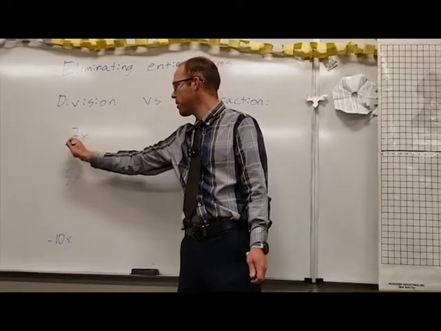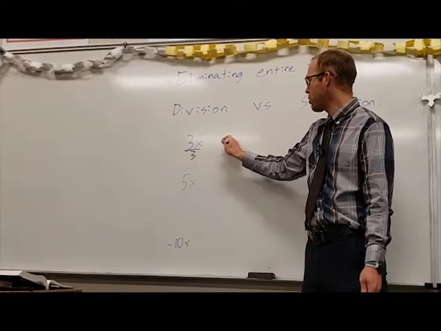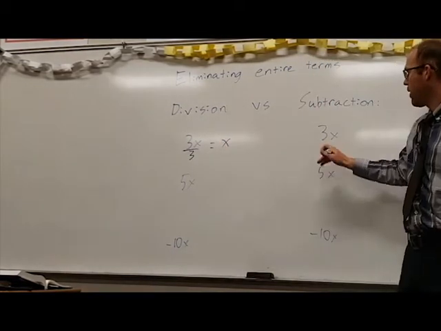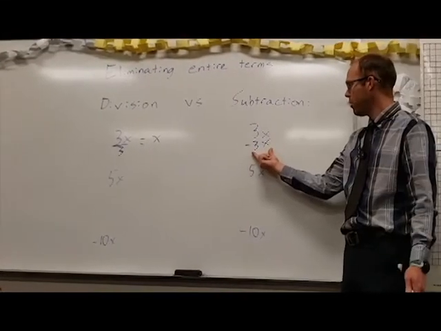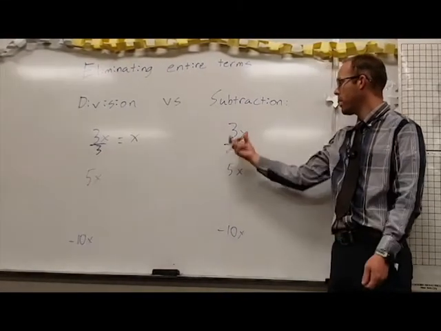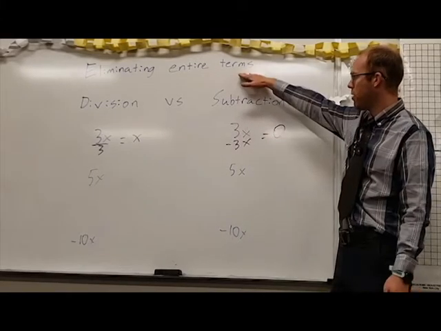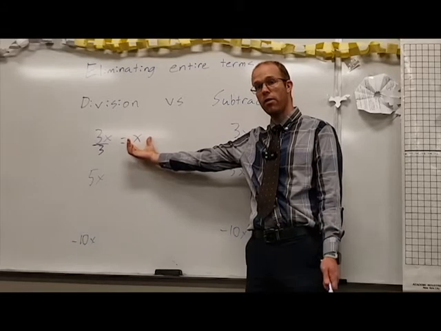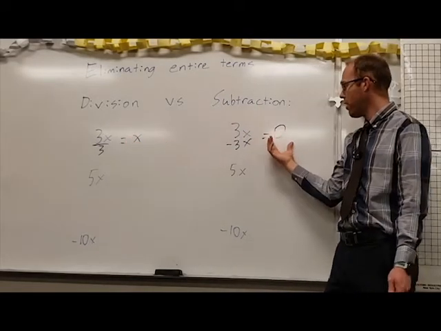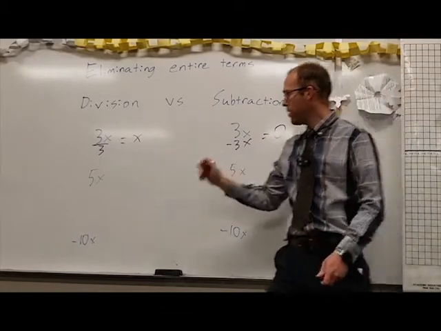If, for example, on this one I divide by 3, 3x divided by 3 leaves us with just x. If I subtract 3x, and I'm going to make sure they're like terms right here so that I can add and subtract, 3x minus 3x is 0. So eliminating entire terms, let's talk about this for a second. Right here you'll notice that we have the x left over, whereas on this side we're left with 0, so every part of this is gone. Same with all of these.